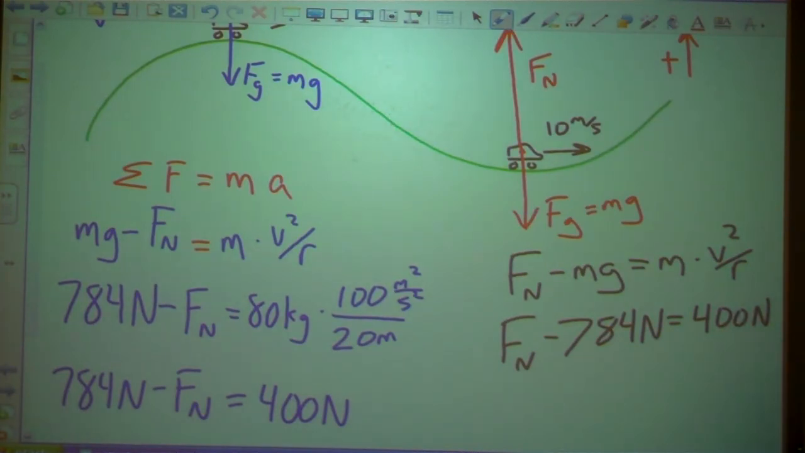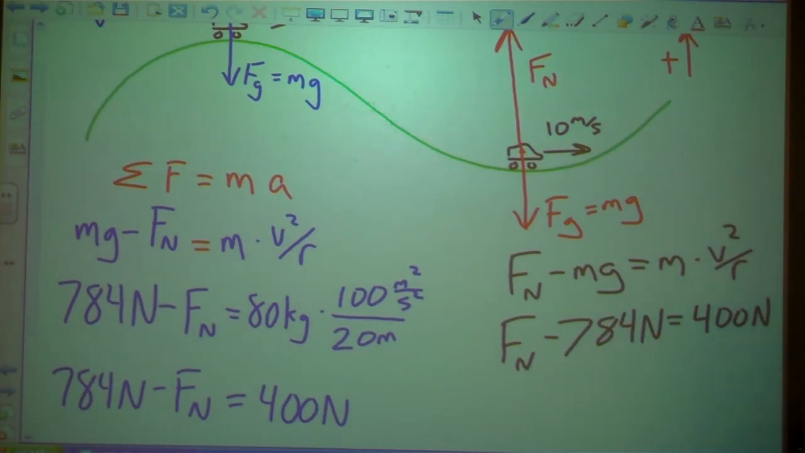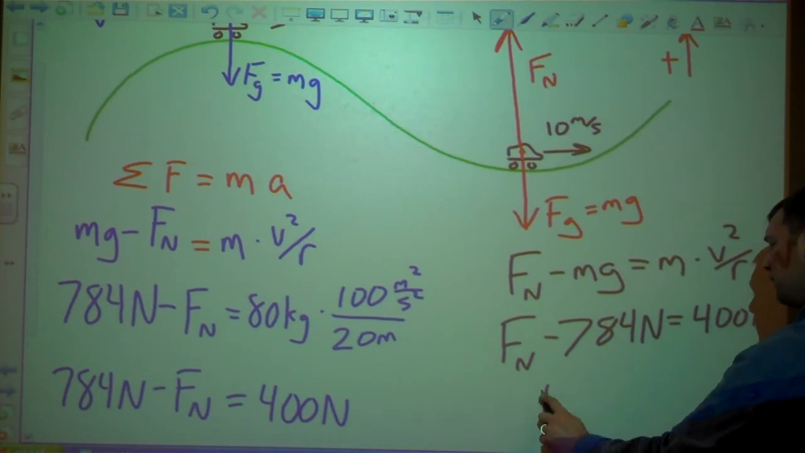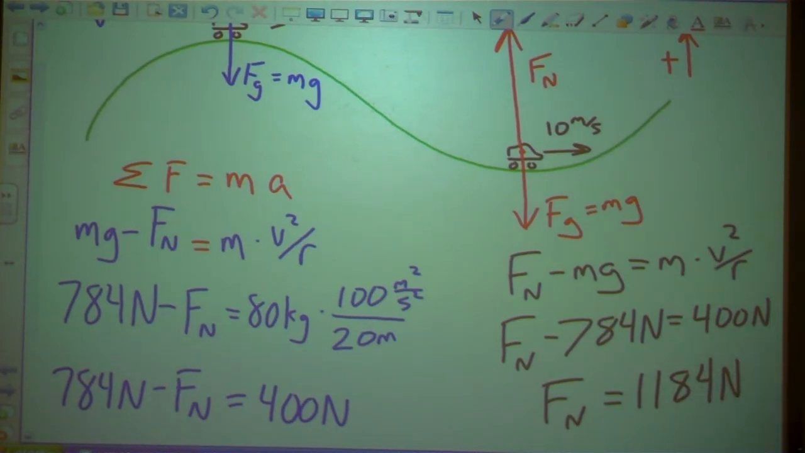Although this time the net force is directed up instead of directed down. So now, what this is telling me is that the normal force has to be bigger than the weight by 400 newtons. So if I add that weight back over to the other side, then I get a normal force of 1,184 newtons. Now, for a person that weighs 784 newtons, to feel a normal force that's larger than that, that matches up with the sensation that I just know from my own personal experience.